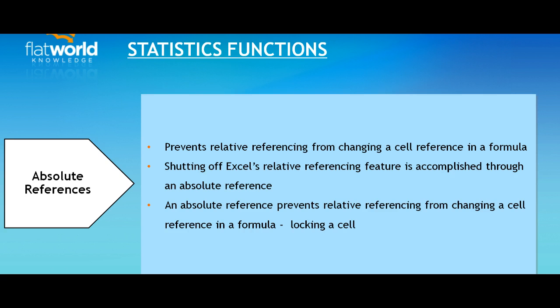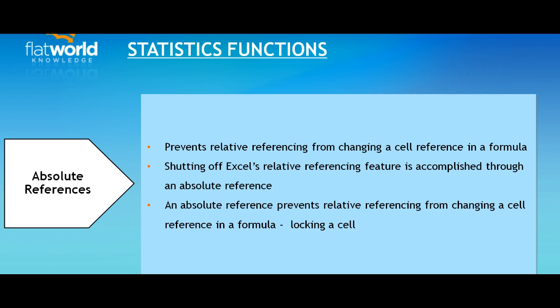You don't want to change the cell reference when you're calculating a formula and you're copying it from one place to another. So using absolute references keeps something fixed in place. It shuts off the relative referencing feature, and it prevents a cell from being referenced somewhere else. It locks the cell, basically.